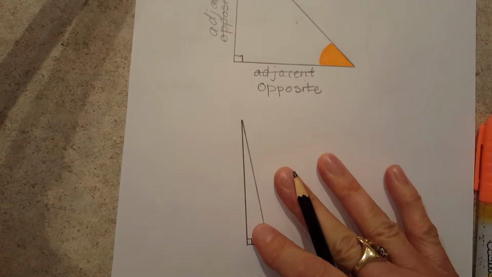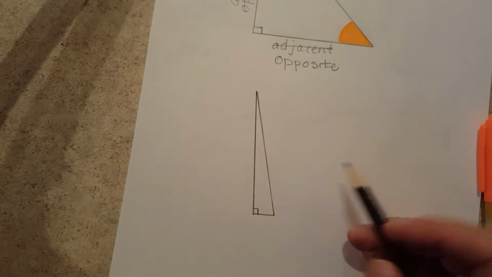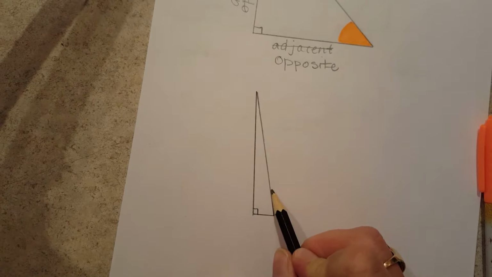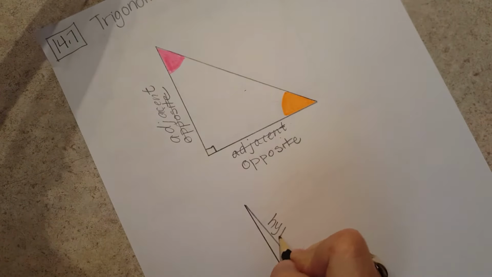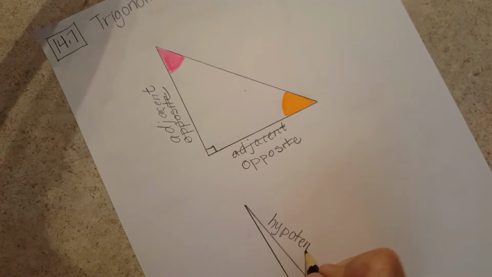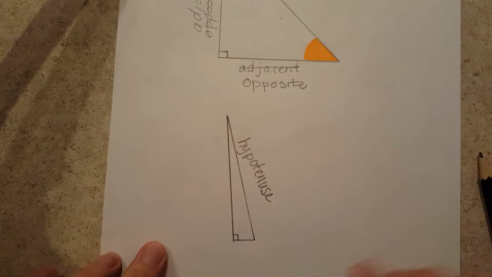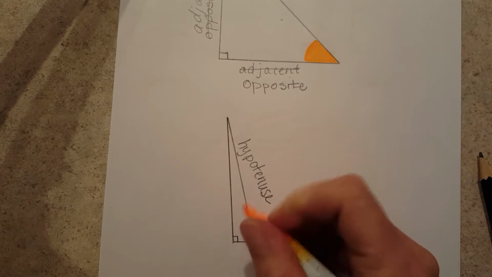So let's do one more here, and then we'll do some practice. So here's the right angle. You should know directly across from the right angle would be your hypotenuse, which would be here. Okay, hypotenuse. And then let's say we're talking about this angle here.